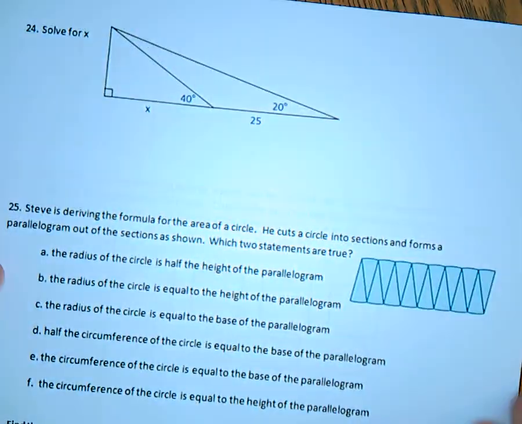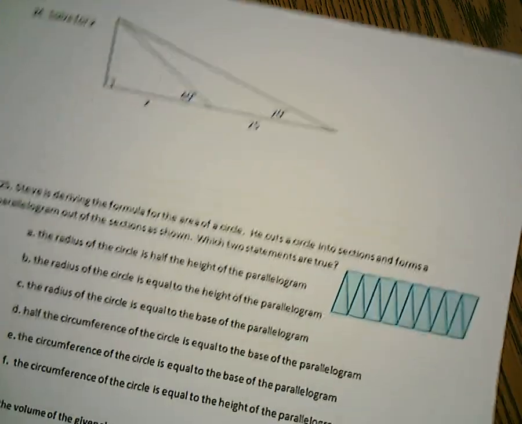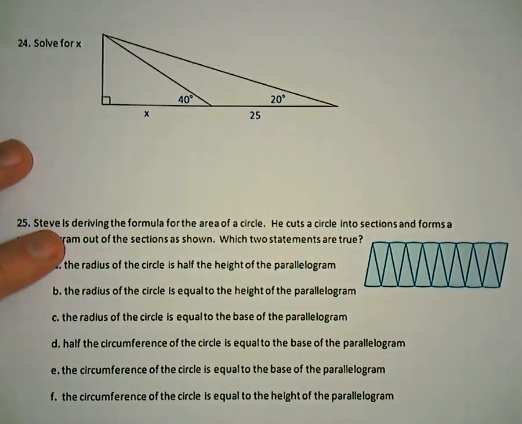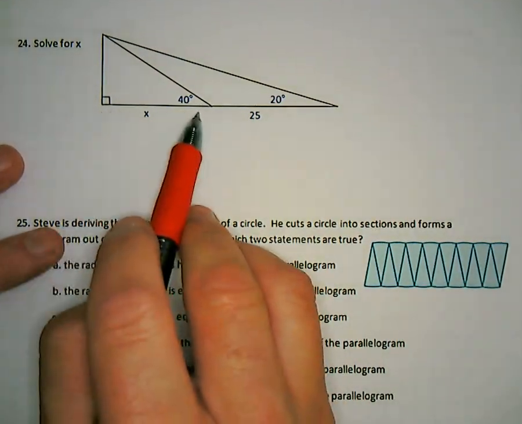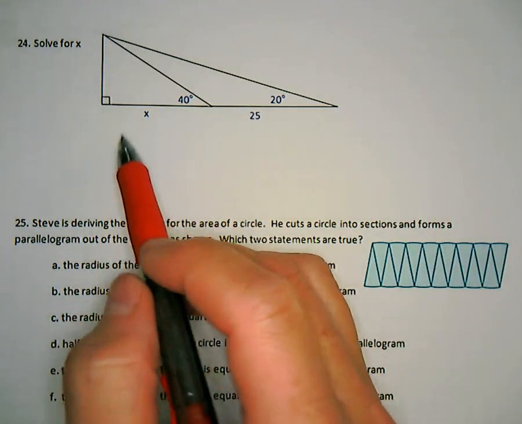Let's take a look at our next one here. So we've got another missing side problem here. It says we're going to solve for x. X is this distance from here to here. So we're going to work our way backwards to it again.